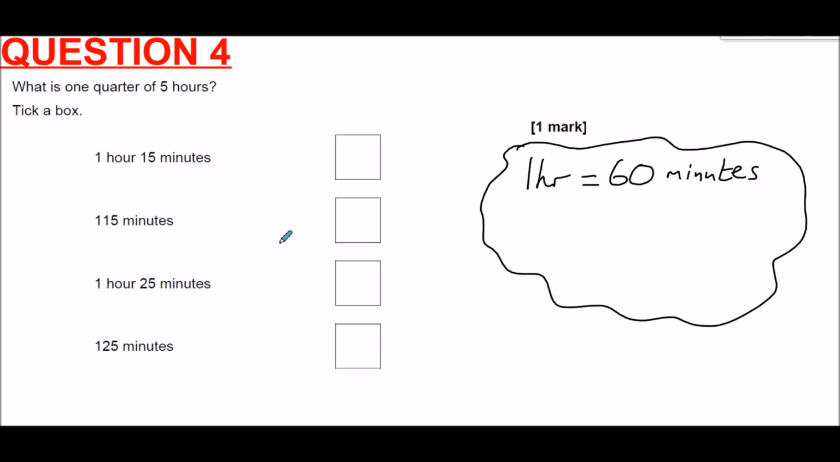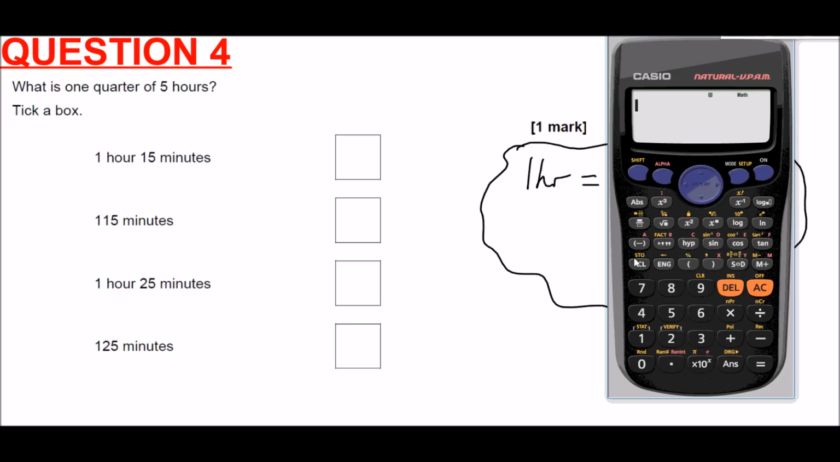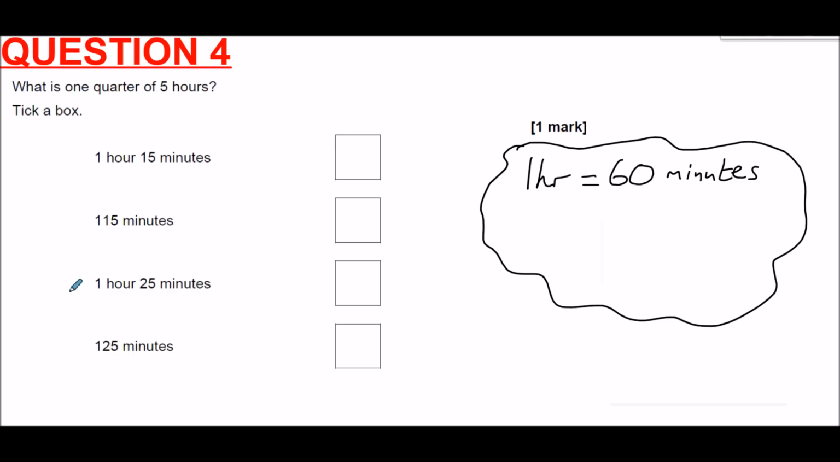To work out a quarter, we can divide by 4. So 1/4 of 5 hours, this is the classic calculator mistake now I'm doing. 1/4 of 5, 1/4 times 5, 1.25. So that must mean 1 hour, 25 minutes. That is the classic calculator question mistake. That would be wrong. Just to make it clear, it is not 1 hour, 25 minutes.